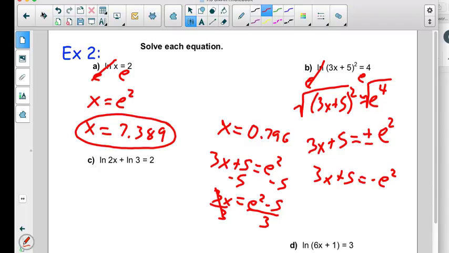Now, this one, it's not going to be the negative of it. We're going to get a weird answer on here. So subtract 5 first. Same process.